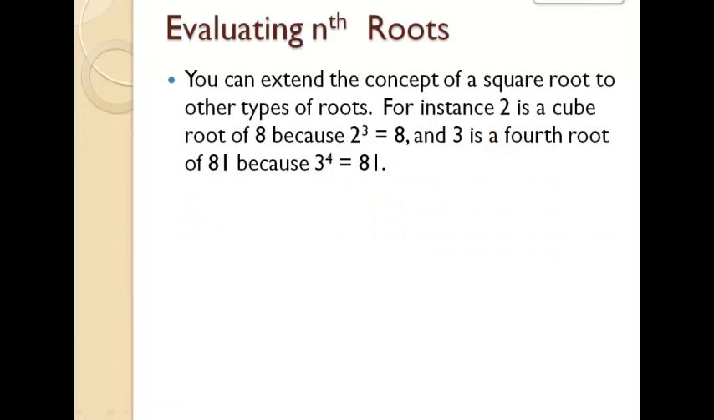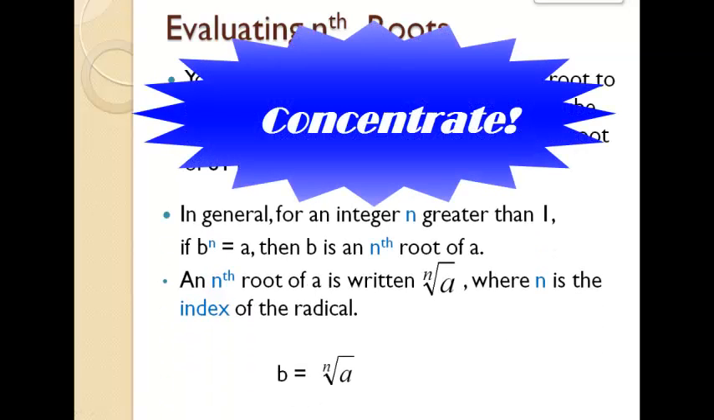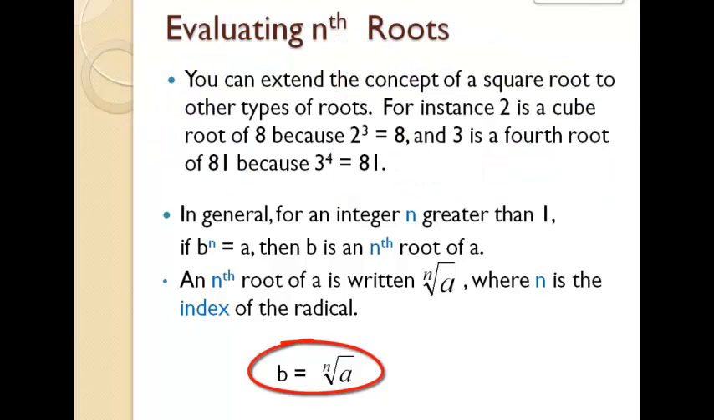Evaluating nth roots. That is not just a square root, we can extend the concept of a square root to other types of roots. 2 is a cube root of 8. That's because 2 to the third equals 8. So if I take the third root of 8, it would be 2. 3 is a fourth root of 81 because 3 to the fourth equals 81. So in general, for any integer n greater than 1, if b to the n equals a, then b is the nth root of a.